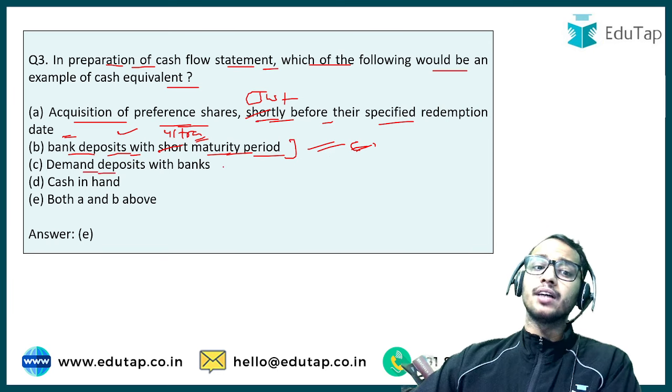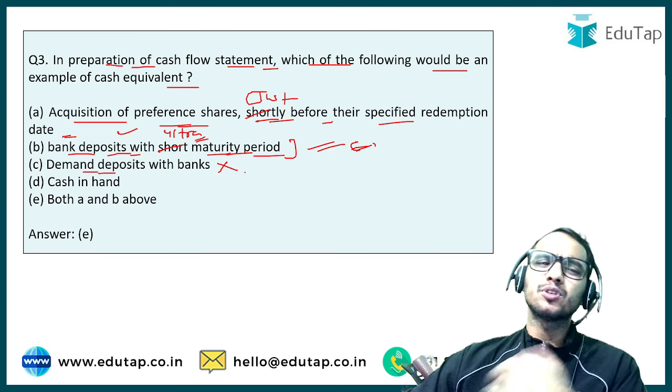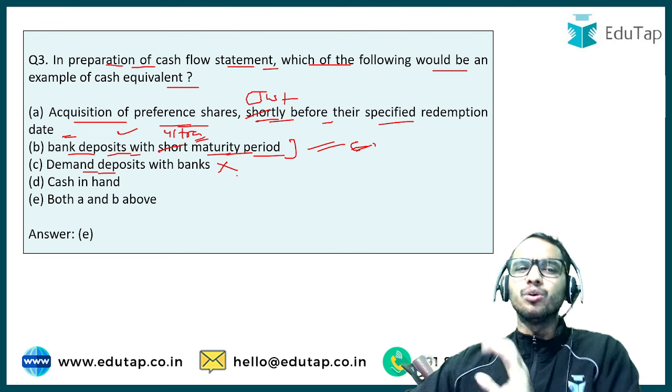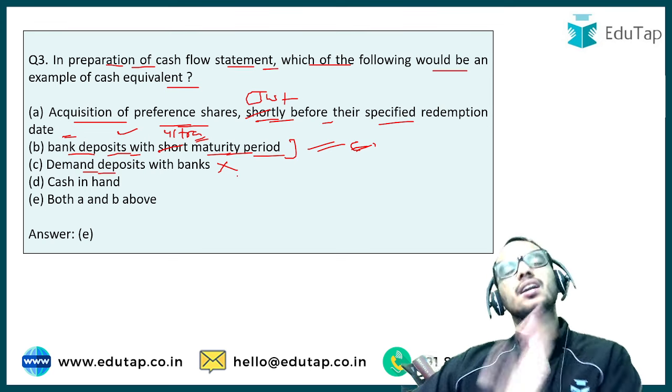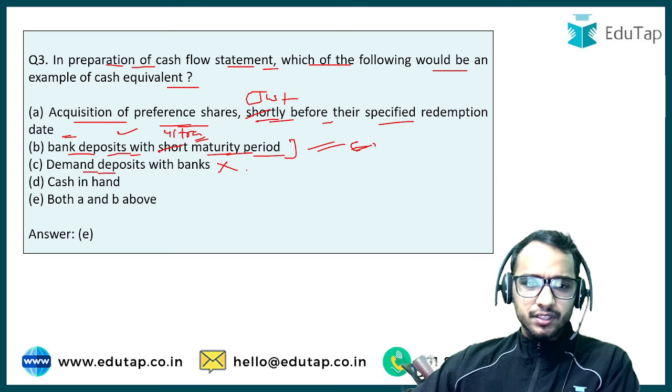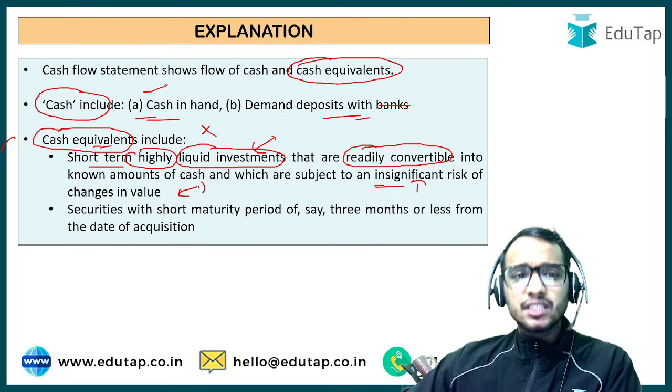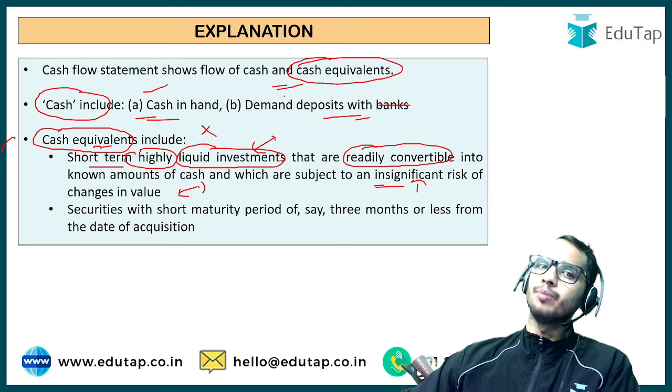Demand deposit banks, no, you can't consider it. Demand deposits are considered as cash only, not cash equivalent. They are equivalent to cash only. We have discussed this in the previous slide. Cash includes what? Cash in hand and demand deposit banks.